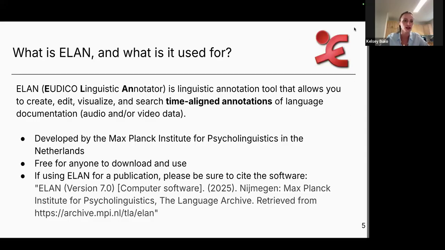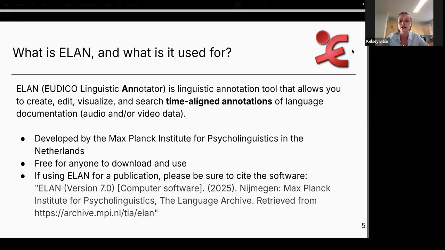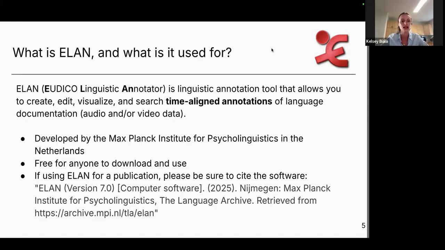So an introduction to ELAN. What is ELAN and what is it used for? So if you're not already familiar, ELAN stands for Eudico Linguistic Annotator. It's a linguistic annotation tool that allows you to create, edit, visualize, and search time-aligned annotations of language documentation. So you can work with audio and video data. It was originally developed by the Max Planck Institute for Psycholinguistics in the Netherlands. It's open source, meaning that it's free for anyone to download and use.